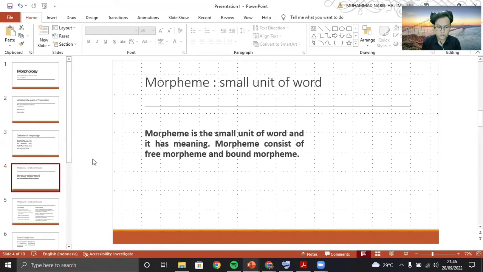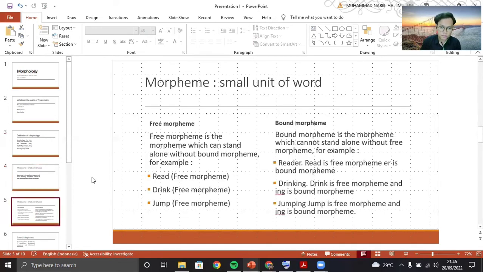Morphology consists of morphemes, how to create a word, and this is the definition of morpheme. A morpheme is a small unit of the word, and it has meaning. Morpheme consists of free morpheme and bound morpheme. Next. A free morpheme is a morpheme which can stand alone without a bound morpheme. So it has meaning without help from the bound morpheme itself.